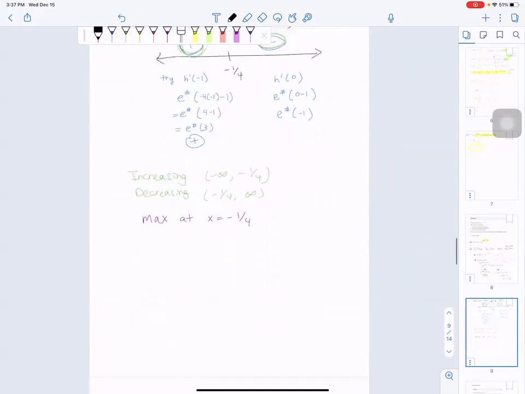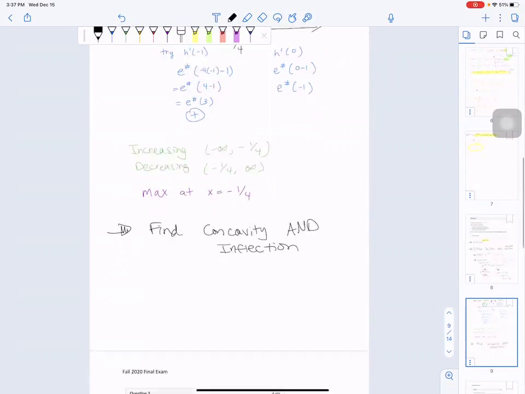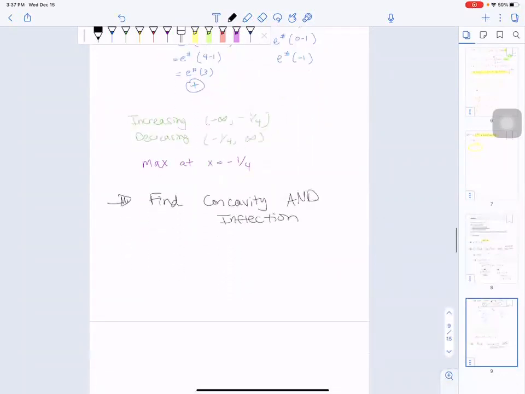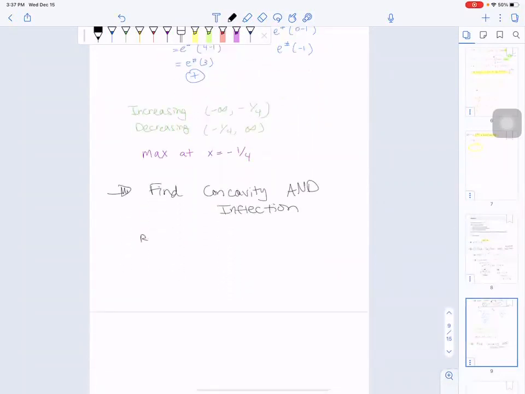Okay, so then we need to find, let's look at concavity and inflection points. If there's a question asking literally every single thing, this is the exact algorithm you want to follow. It's always the same process, no matter what. So you want to find your concavity. So what do we need for that? We need the second derivative.